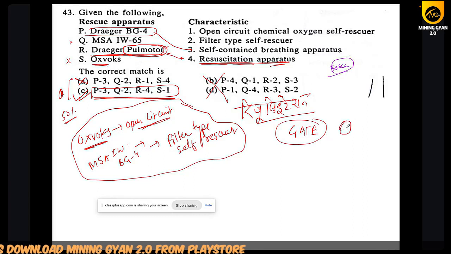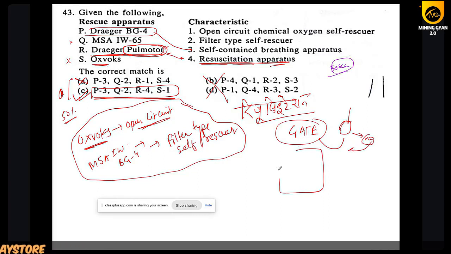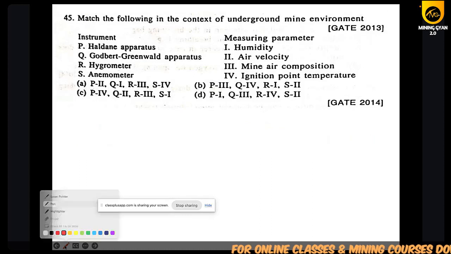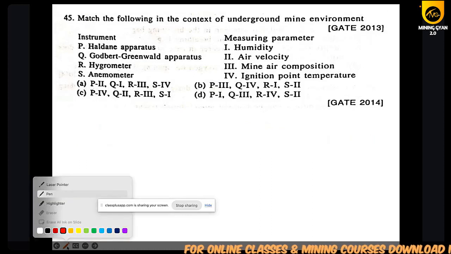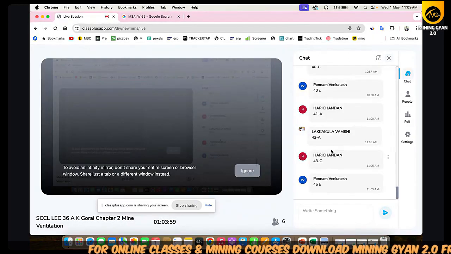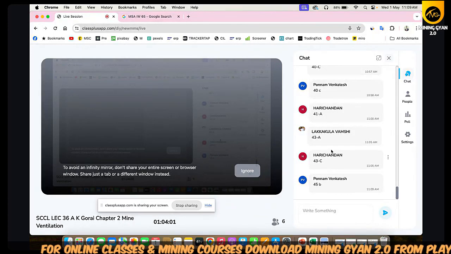You will cover your AK Gorai questions, and if Mining Gyan also has some questions, you can club them too, and your notes will be very good. If you revise your notes 8 to 10 times, then direct questions will be asked from your notes. You will be surprised. It will increase your marks. In this question number 45, you have 15 seconds. Okay, Venkatesh has given his answer.